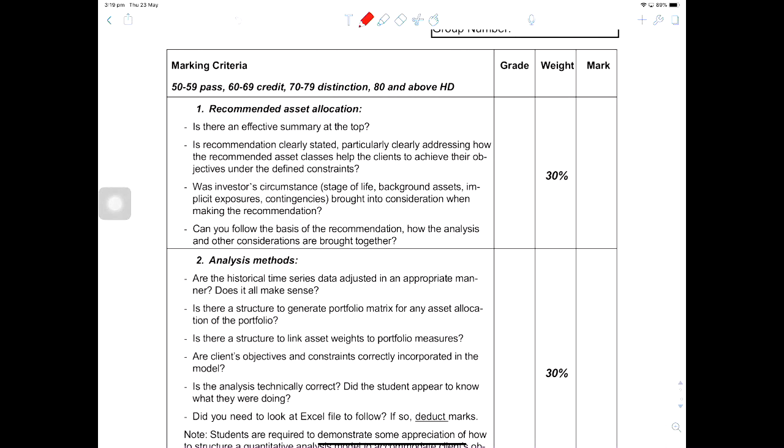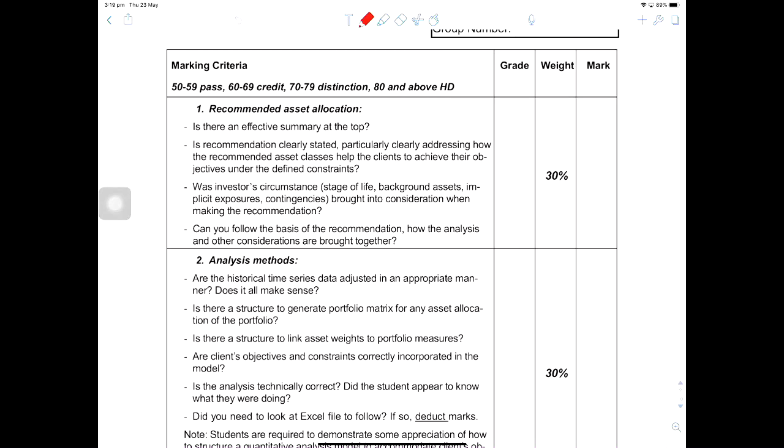And lastly, I will ask the tutor to evaluate: can you follow the basis of the recommendation? The basis means the reasonings, how the analysis and other considerations are brought together. So overall, you have to evaluate the recommendation. So it's 30% of the total assignment grade, the recommendation and the reasoning, the explanations.